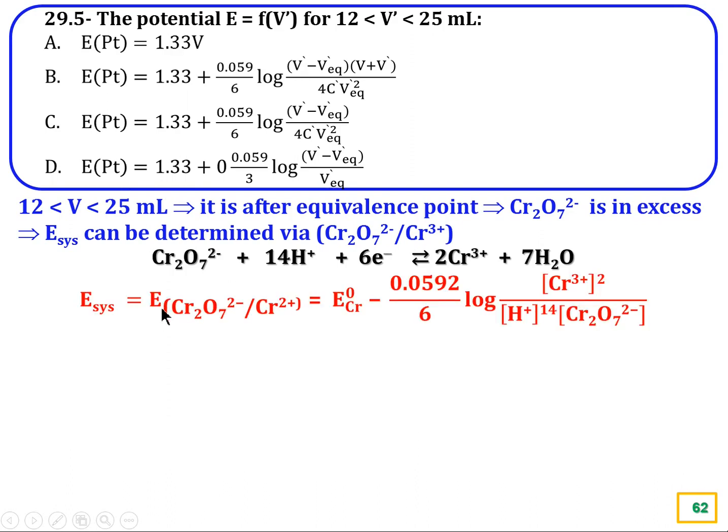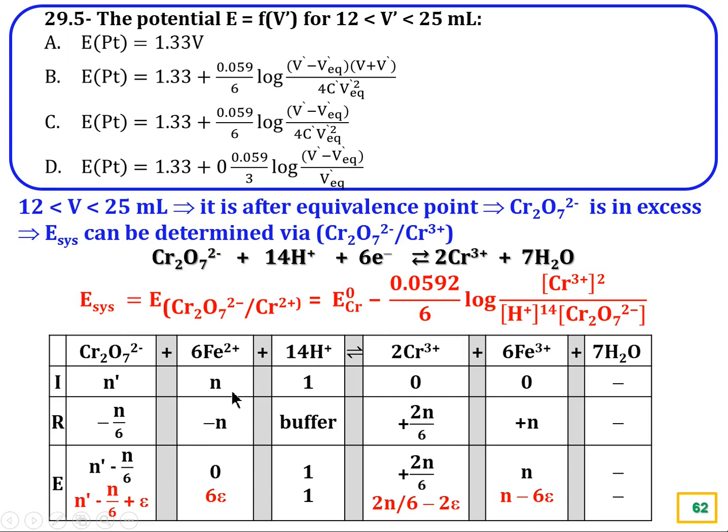So we write E equals E0 of the couple minus 0.0592 divided by 6 log of chromium 3+ squared divided by H+ to the power 14 times the Cr2O7 2- concentration. We construct the table of conversion. We suppose the number of moles of dichromate is N prime, and of Fe2+ is N, and H+ is buffered at 1, so it's intact, and chromium 3+ and Fe3+ are 0.